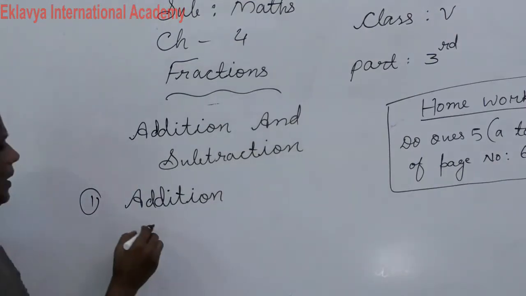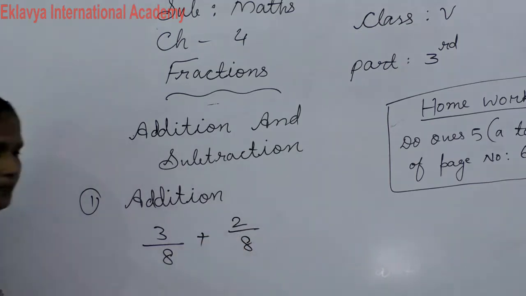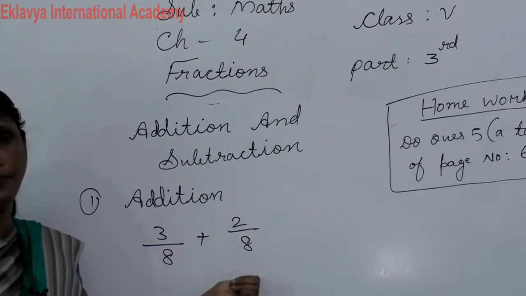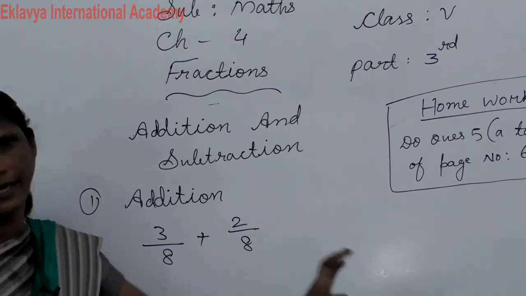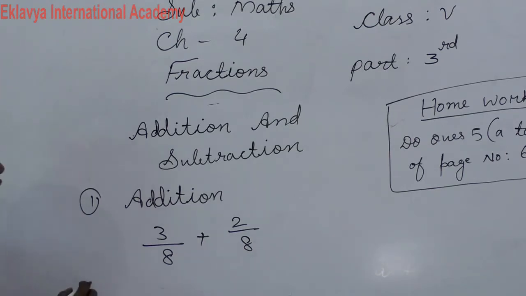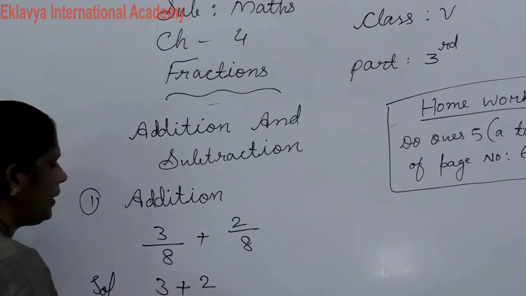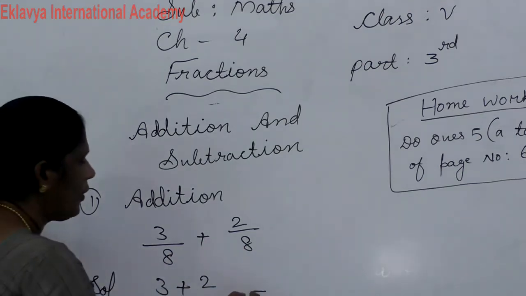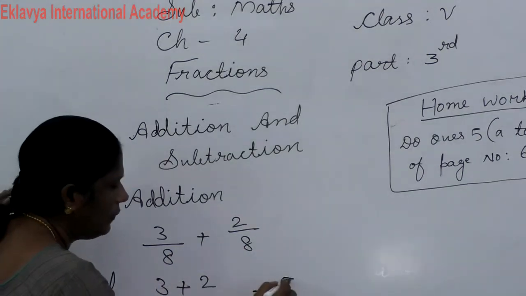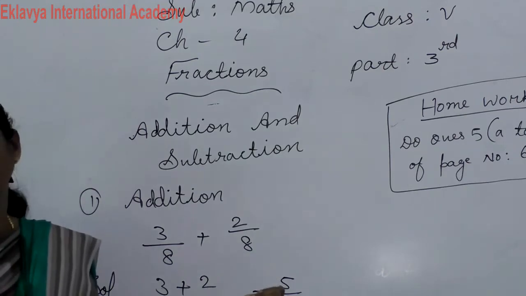First, 3 by 8 plus 2 by 8. Here the denominators are same, so we add directly. Solution: 3 plus 2 upon 8. We don't write 8 and 8 again. 3 plus 2 is 5, so 5 upon 8. We don't add the denominators.